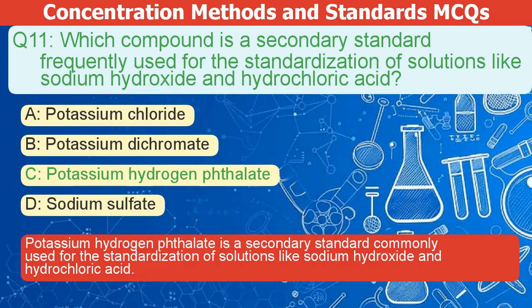The correct answer is C. Potassium hydrogen phthalate is a secondary standard commonly used for the standardization of solutions like sodium hydroxide and hydrochloric acid.